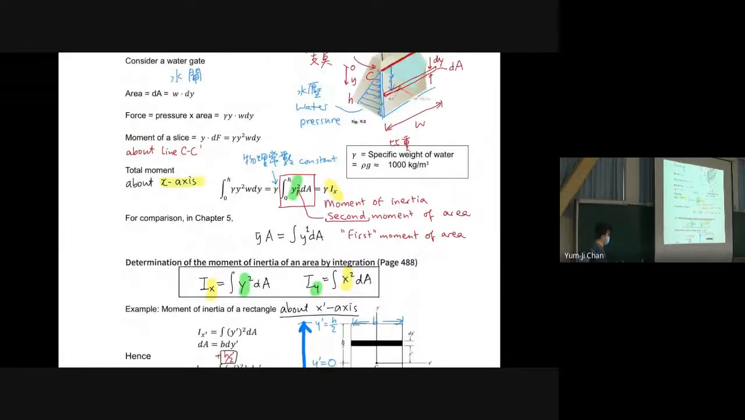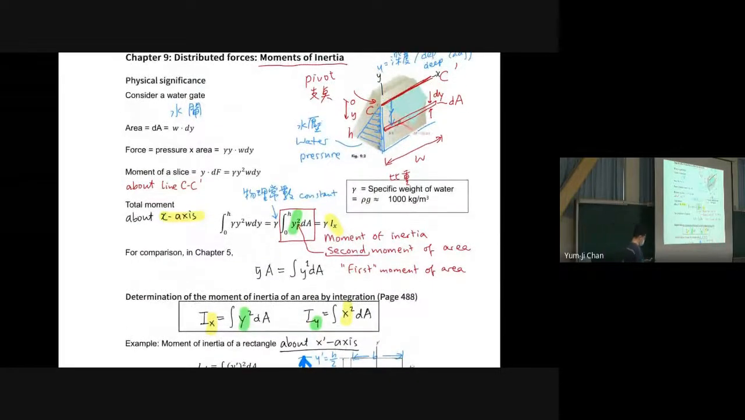And remember, we are talking about a water gate or floodgate here, and we first consider one piece, one slice here, because for this slice we have force going this way, right? And then we have the total force equal to what? There is a total force of this one acting on this part of the water gate.